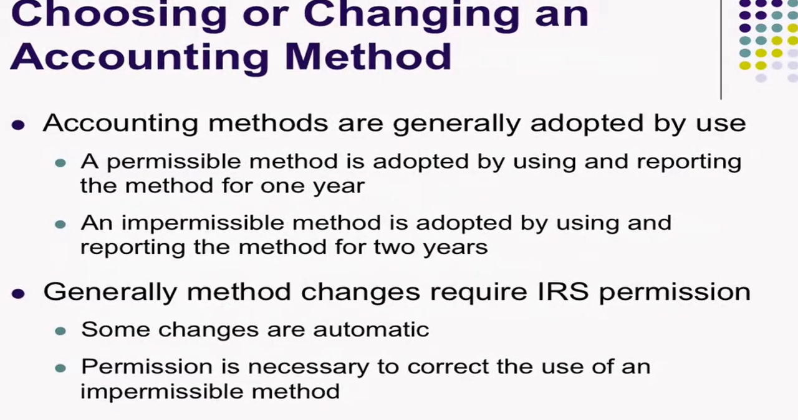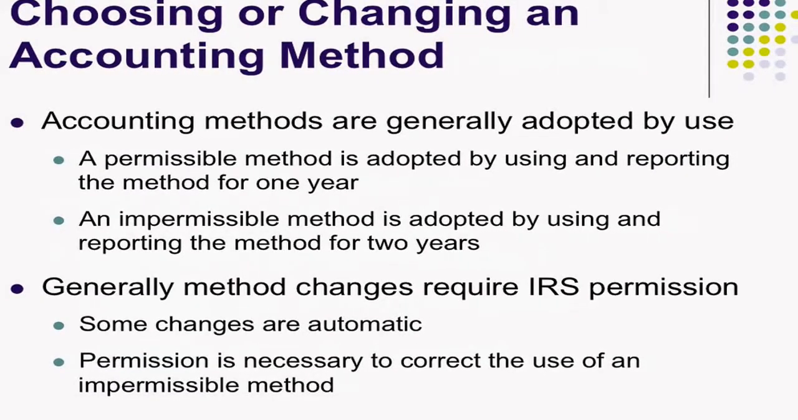The last thing I want to do is talk about changing an accounting period or changing an accounting method, excuse me. Accounting methods, as I talked to you guys already, are usually adopted by reporting in year one. You file your return using whatever accounting method you've picked. That's it. That's your accounting method. But if you use an impermissible method, in some way the IRS is going to catch you. So I'm going to assume that we're talking about permissible methods.